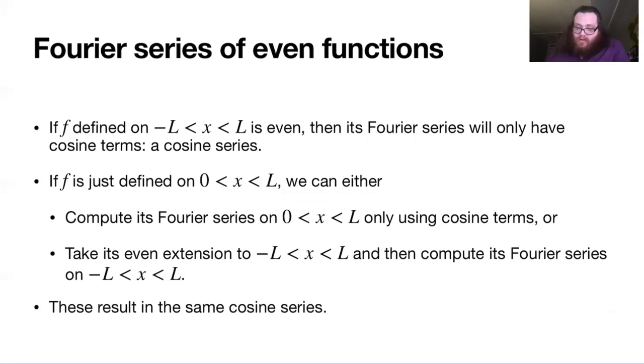There are two approaches we can take. One, we can compute the Fourier series on this interval, where we only compute the cosine coefficients, or equivalently, we can first take the even extension of f to the entire interval, and then compute the Fourier series of the even extension on this entire interval. And again, they result in the exact same series. So implicitly, if you ever see "compute a Fourier series with only cosine terms," what you're doing is first taking an even extension and then taking the Fourier series on that entire interval negative L to L.